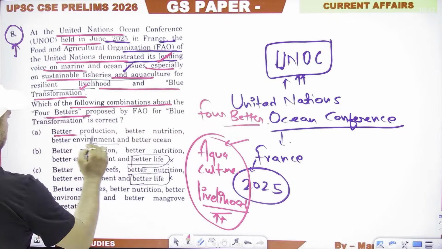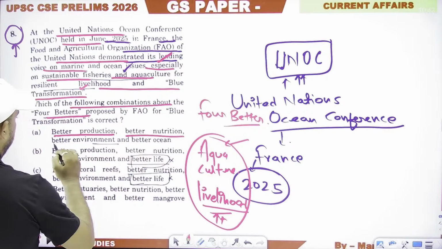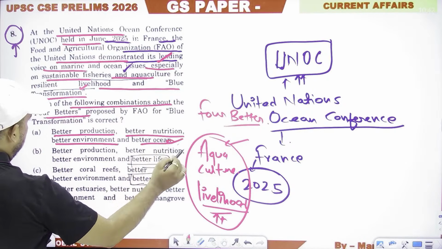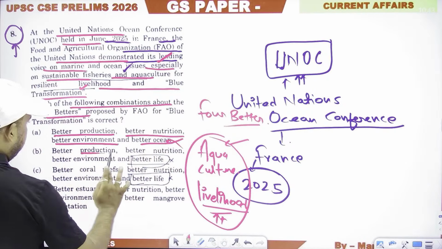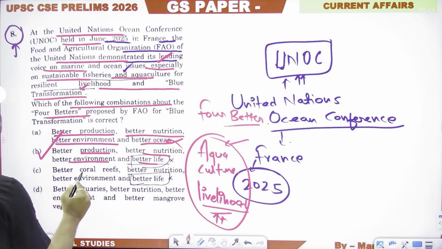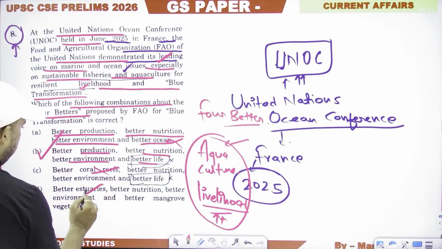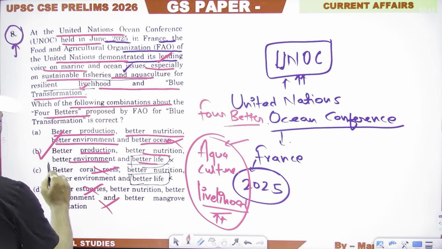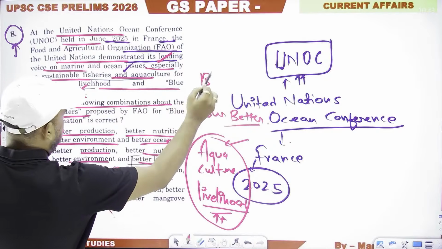Here it is known as better production, better nutrition, better environment, better ocean. No, ocean was not there. Better production, better nutrition, better environment, better life. This is the correct one. There are no coral reefs, there are no estuaries, there are no mangrove vegetations. The correct answer is B option.